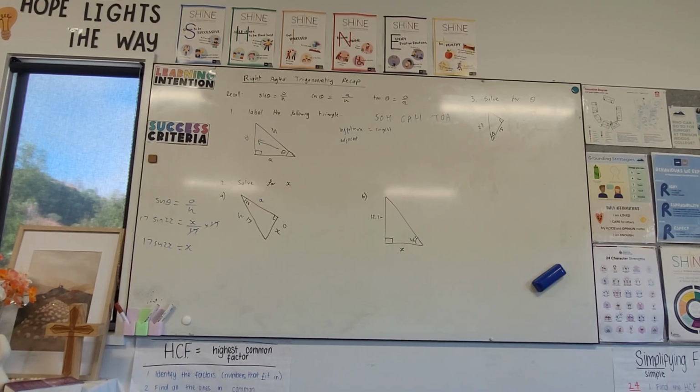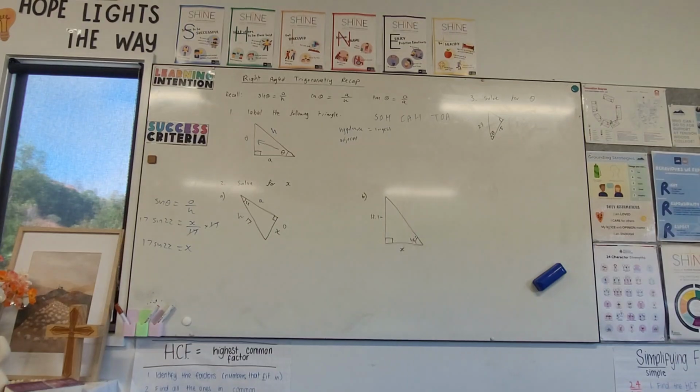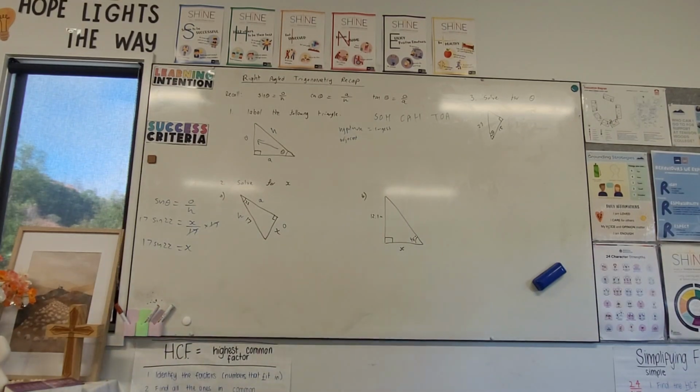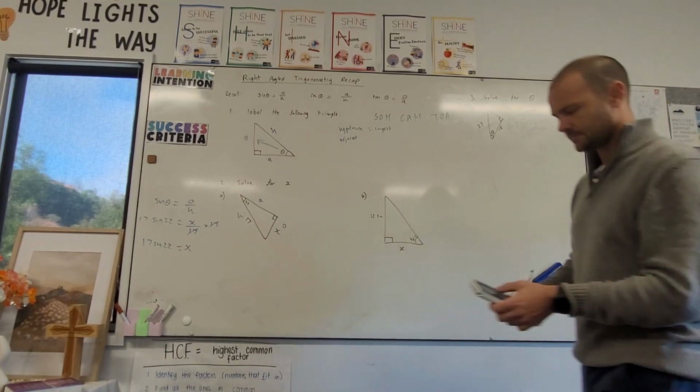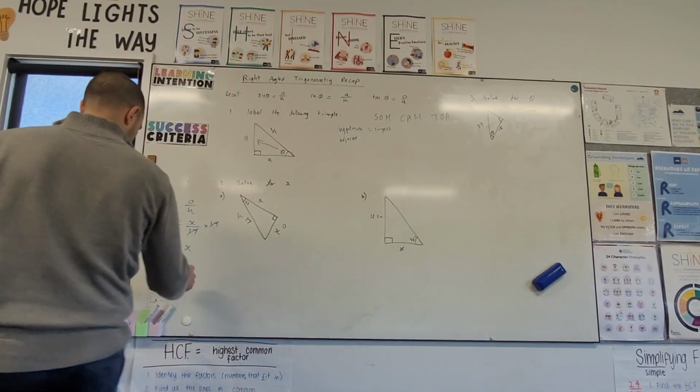Now that's all that we're going to type into our calculator, 17 sine 22, and if we have it set on degrees, it'll pop out with the right answer for us. 6.368.